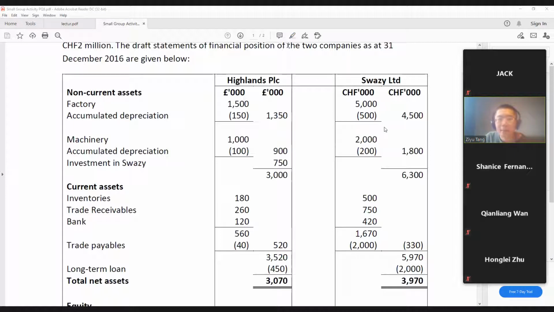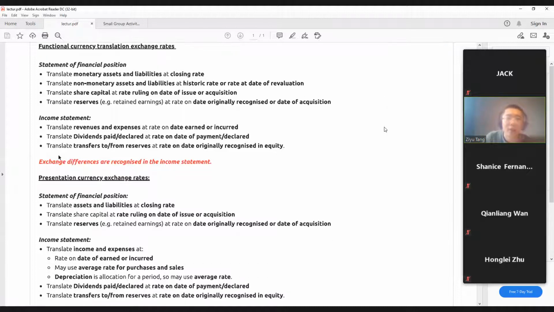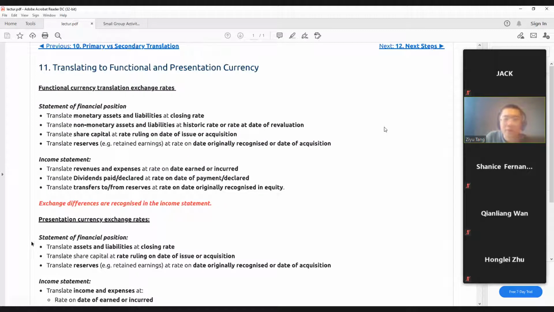Let's see. This page is cut from your lecture: functional currency translation exchange rate, presentation currency exchange rate. The only difference is that in the functional currency translation exchange rate, non-monetary assets and liabilities are translated at the historical rate or the rate at the date of revaluation.